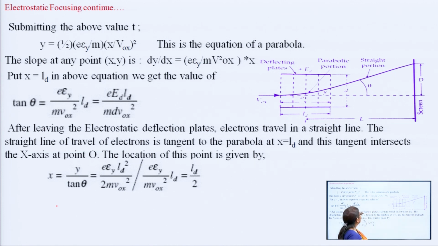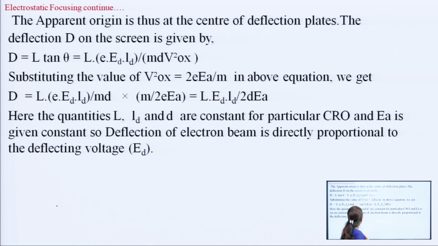When we find the slope at this point, we differentiate dy by dx and we will get this. Now putting x is equal to Ld in the above equation, we will get tan theta is equal to E Ed Ld by m d Vox square. After leaving the electrostatic plate, the electron will move in a straight line. So if we see here, x is equal to y by tan theta. Substituting the value of y and tan theta, we will get Ld by 2. Now this value of x is substituted in the above equation, so we will get D is equal to L tan theta, and after substituting all the values, we will get the deflection D equal to L Ed Ld by 2 d Ea.